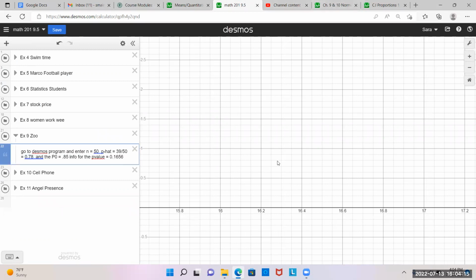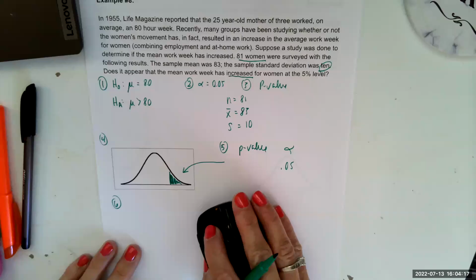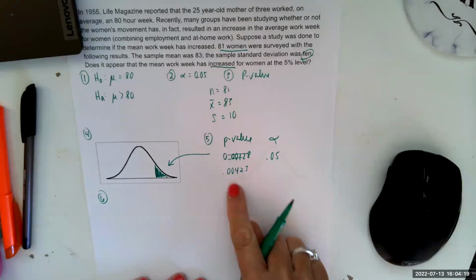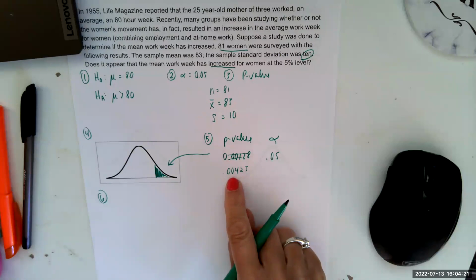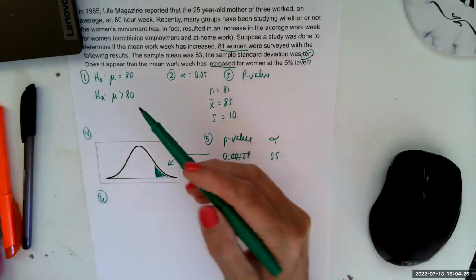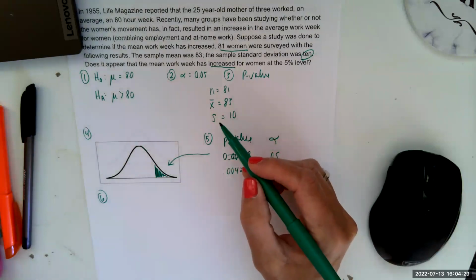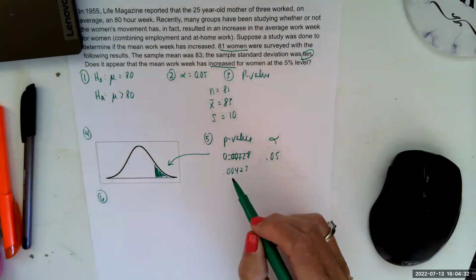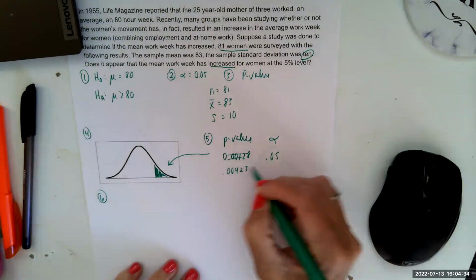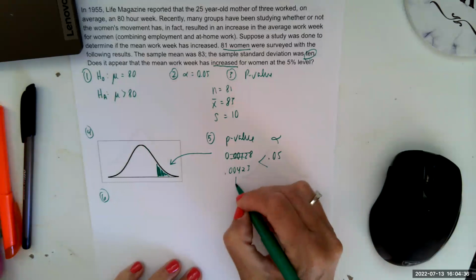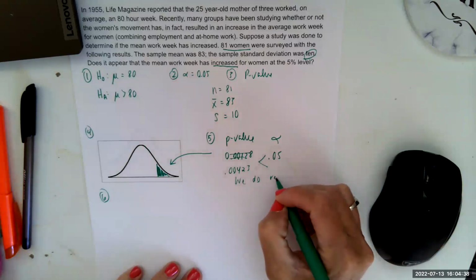Okay, so let's go back and share our paper. Definitely be typing these in on your own Desmos, just to make sure that you're validating the same answers that I'm getting. So with my N, my sample mean, my sample standard deviation, I got a p-value of 0.0043, which is definitely less than alpha. So we do reject H0.